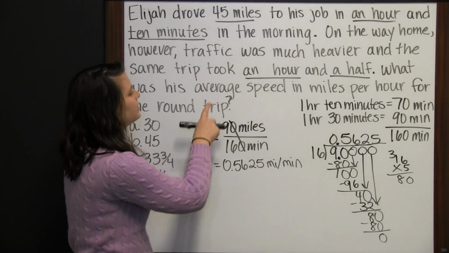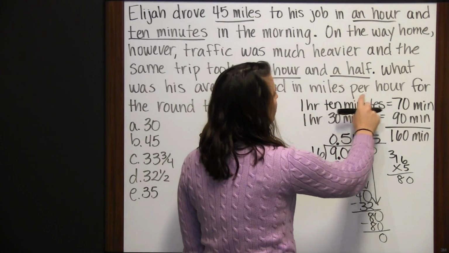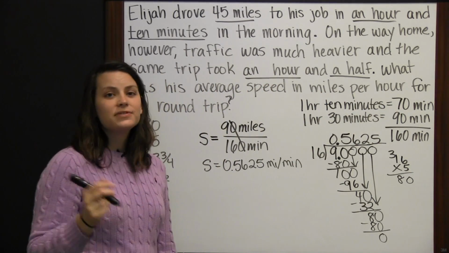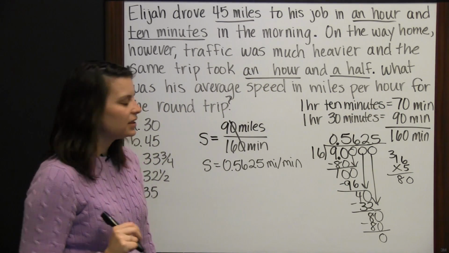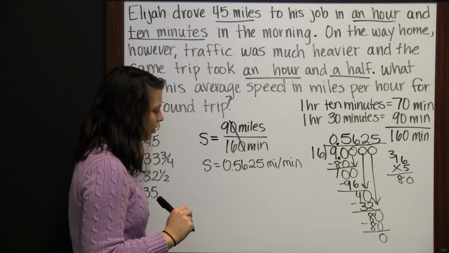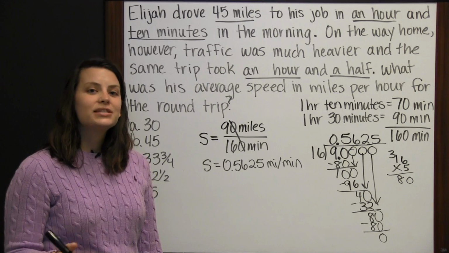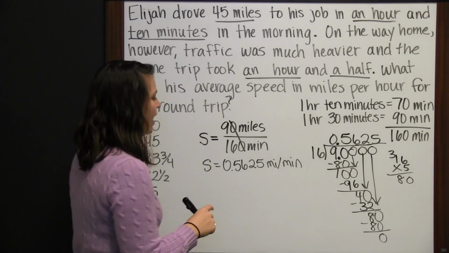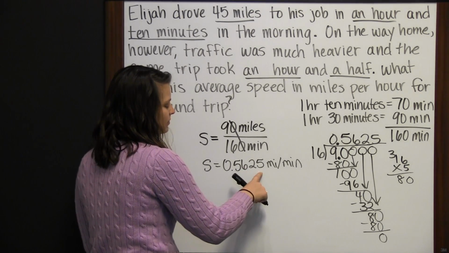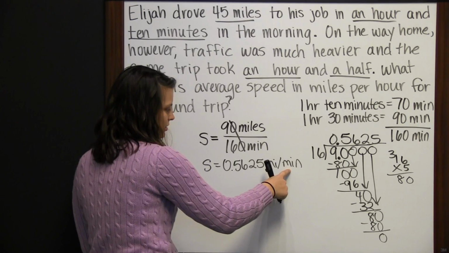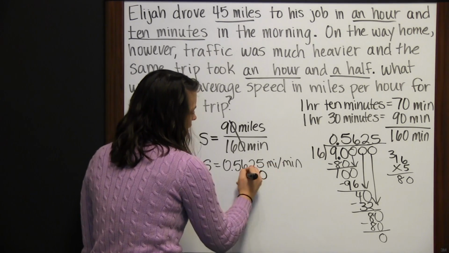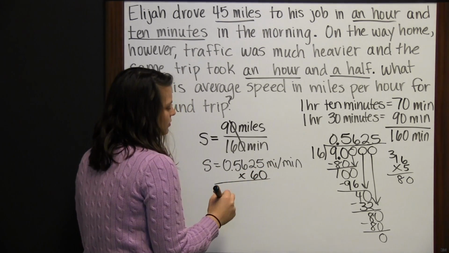But they didn't ask us for his speed in miles per minute. They asked us for his average speed in miles per hour. So now I have to convert this speed into miles per hour by multiplying it by 60, since there's 60 minutes in 1 hour. So if he travels this speed every minute, then we multiply by 60 to find the speed in miles per hour.